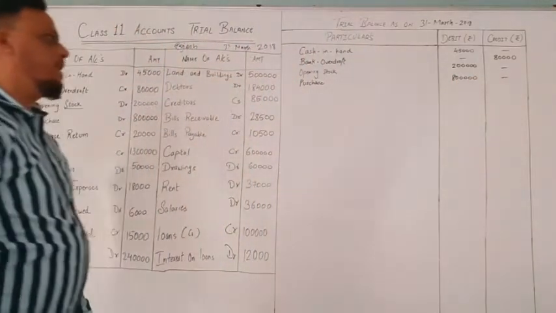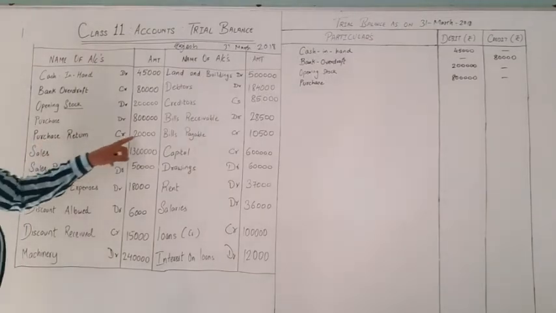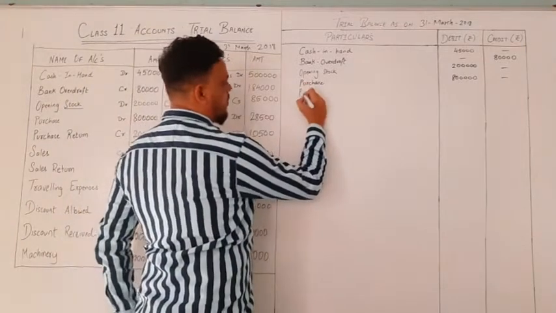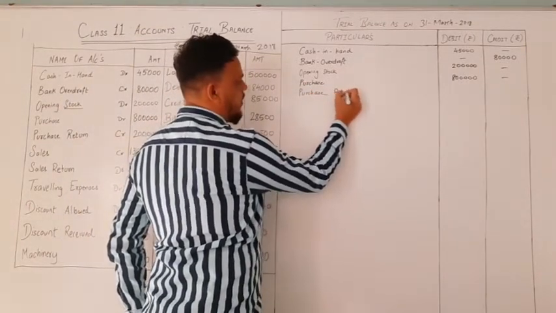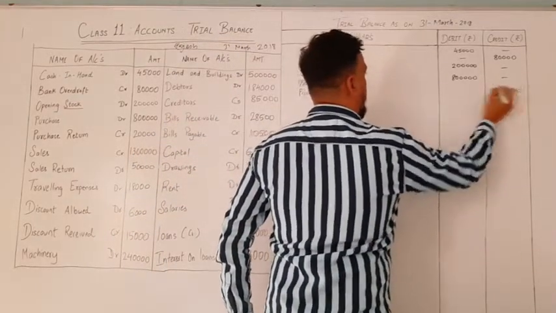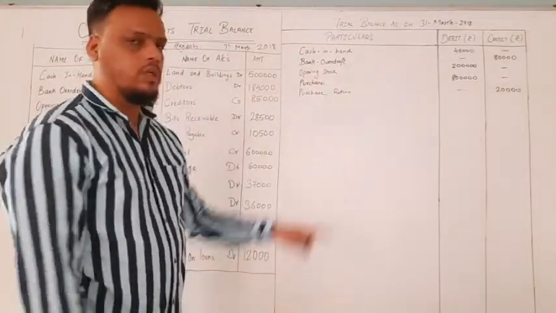Credit, no amount will be mentioned. Next is purchase return. In purchase return it is 20,000, which is on the credit side. I am writing here also: purchase return, 20,000. But sometimes I will do one more thing here.